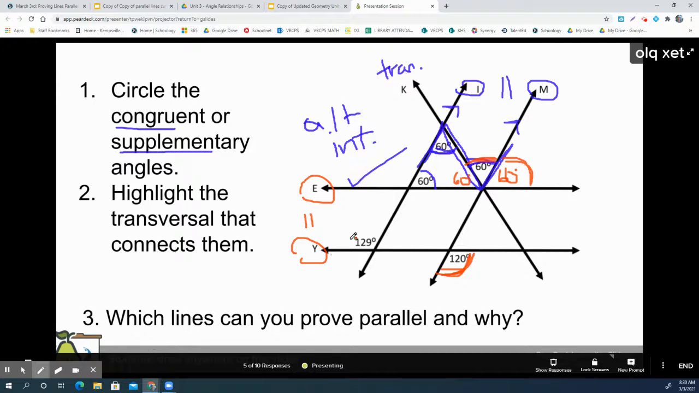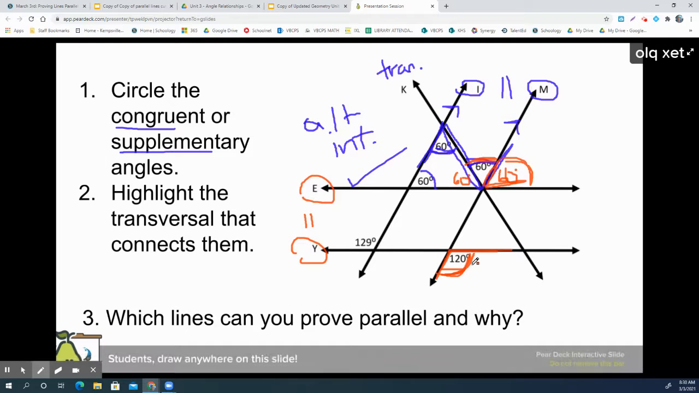Because the triangle adds up to 180, this angle is 60. And because the straight line adds up to 180, this one is 60. All of these angles are 60. Now I've got same side exterior angles that add up to 180. But that's extra. I won't test you on that this unit.